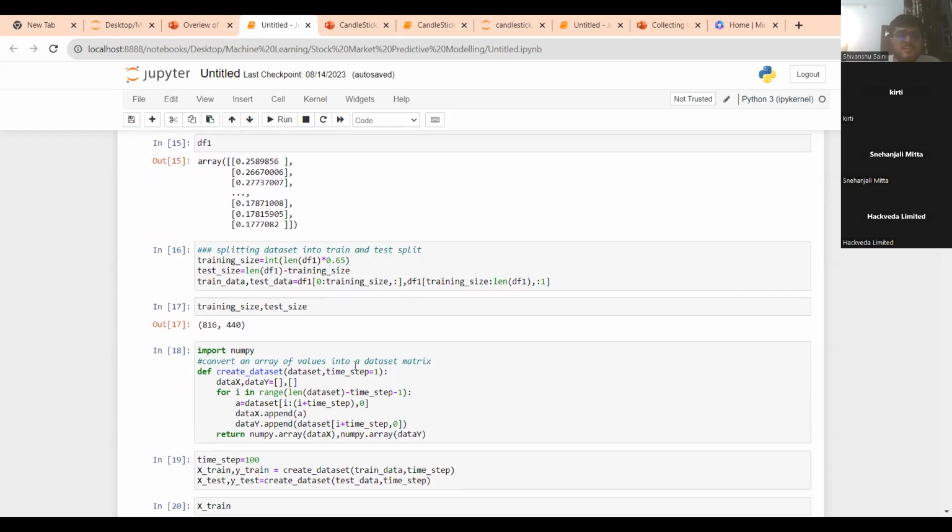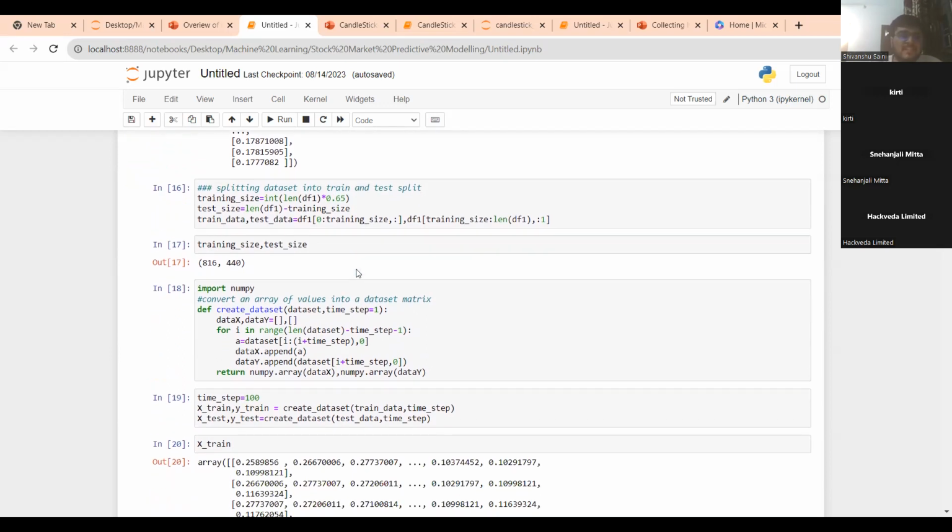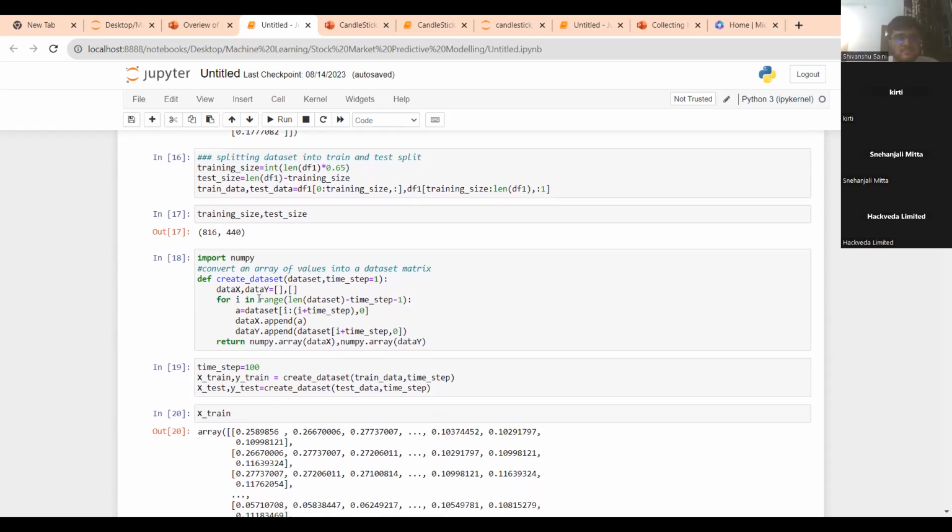Now we will split the dataset into train and test split. I have used 0.65 here, which denotes 65% of the data will be used for training. The rest of the data will be used in the testing part. Here one can see the training size is 816 rows and the test size is 440 rows.